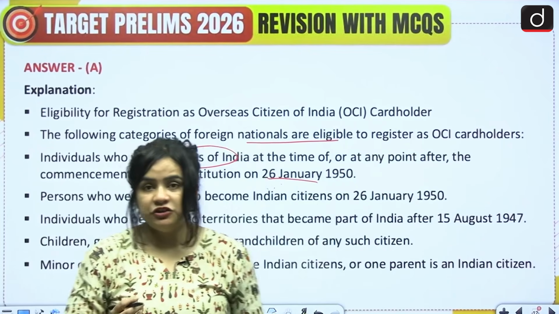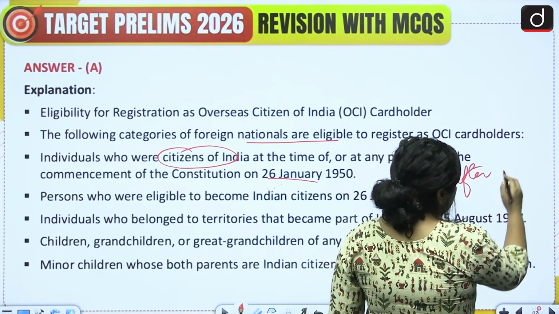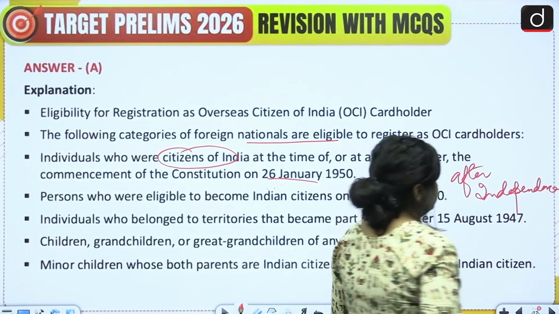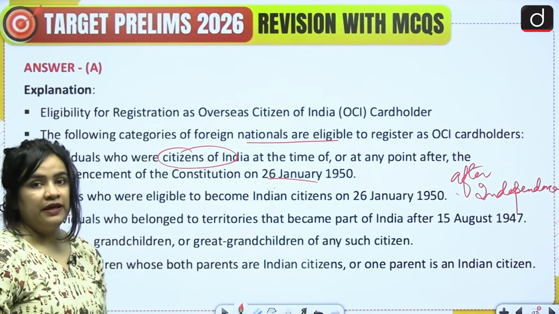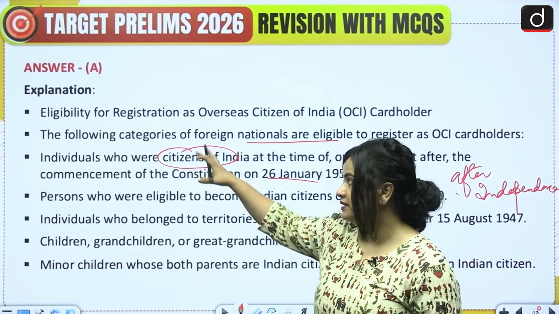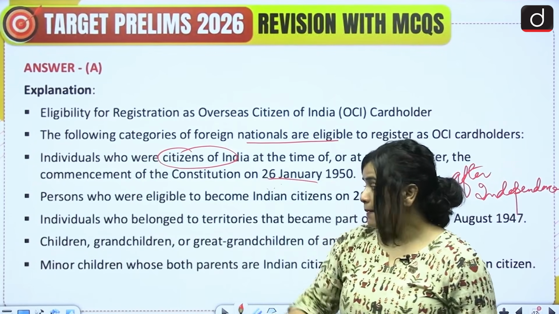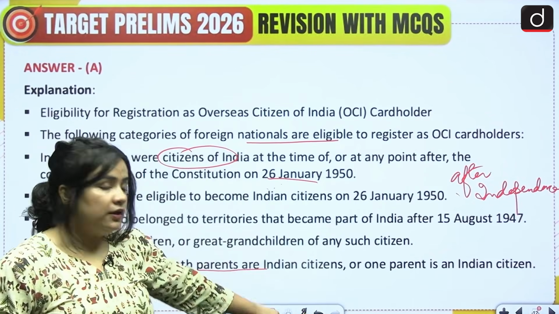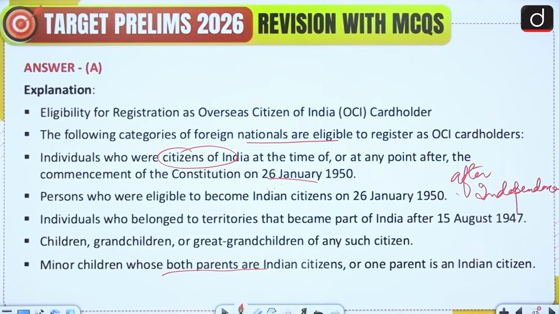Again, if there were individuals who belonged to territories that were acquired by India after independence, after 14th August 1947, then you are eligible to be an OCI card holder. Children, grandchildren, and great-grandchildren of these individuals are also eligible for application. Minor children whose both parents are Indian citizens, or if one parent is an Indian citizen, are also eligible to be an OCI card holder.